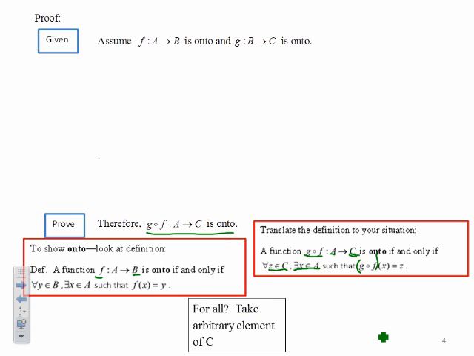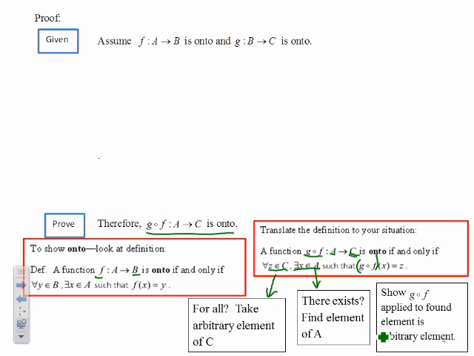So what does this mean? First part, for all z a member of C, we have to take an arbitrary element of C. Before we do that, let's look at the rest of it. We also have there exists x in A, so we must find an element of A. That's one of the trickiest things to do in proofs, is to deal with the there exists part. And then once we find that element of A, we have to show that G composed with F applied to it is z, our arbitrary element we chose in the beginning.